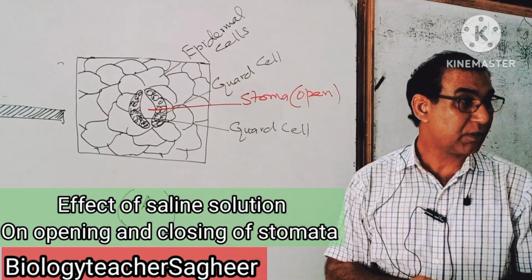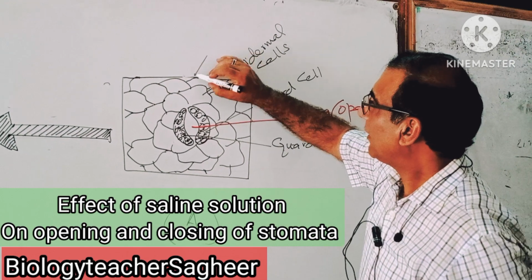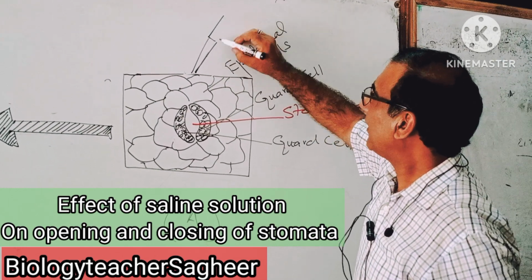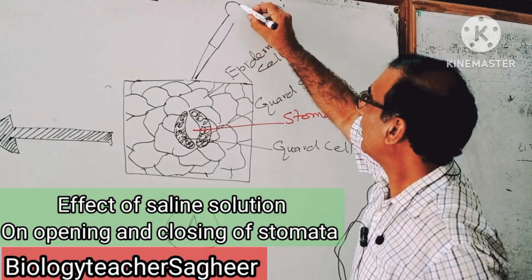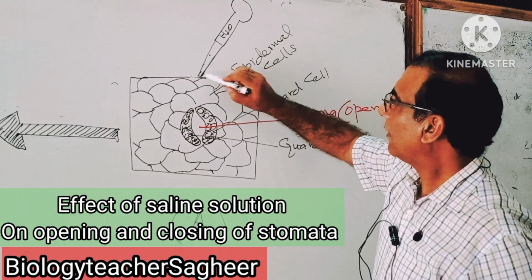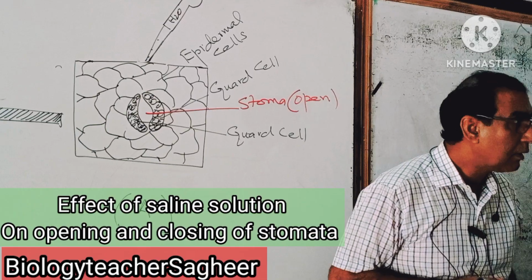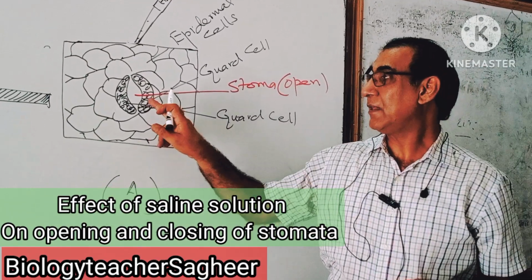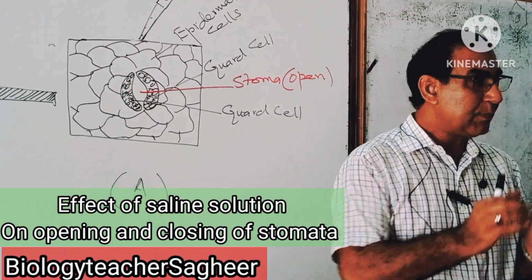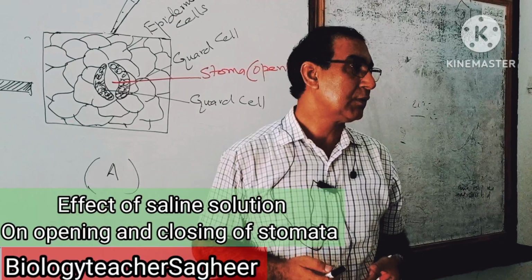As we put the water on the cells, the cells become turgid. Particularly when these guard cells become turgid, what happens? A stoma is formed. The stomata is plural of stoma.